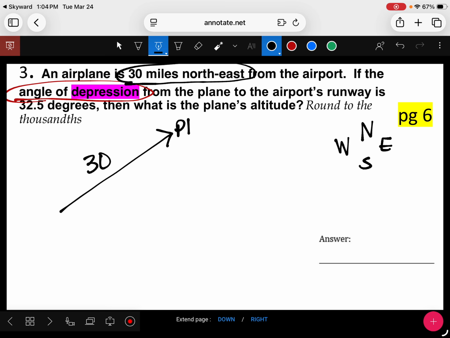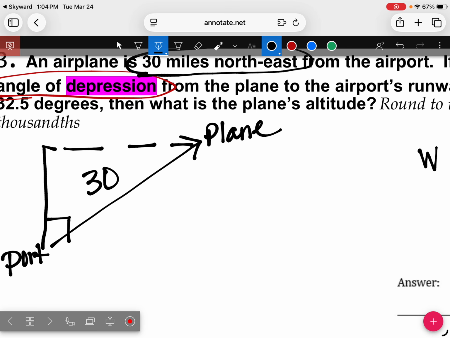This is my plane. And this is the port. So this time it gave me an angle of depression. So I'm going to draw my triangle. That means my angle is not next to the port. Oh, wait, why did I put the right angle down there? That means that the angle I'm looking for is not next to the port, but the angle of depression is next to the airplane. So we have 32.5.